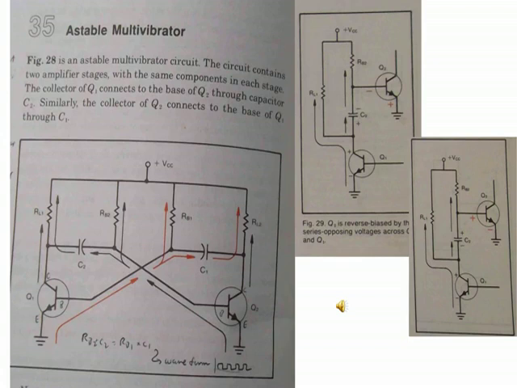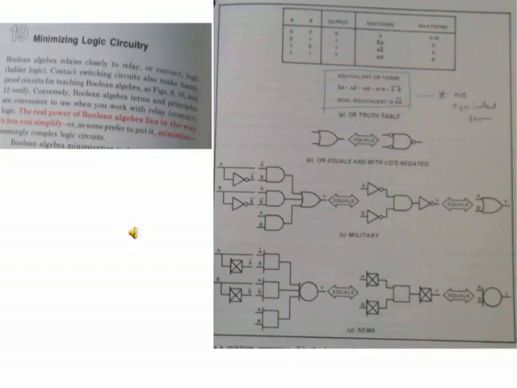The next one will be minimizing the logic circuitry. So in the logic circuit, there will be the AND gate, OR gate, NOR gate. So those are the kinds of logic. Those logic gates can be reduced by using the Boolean theorem. So we use the Boolean theorem.